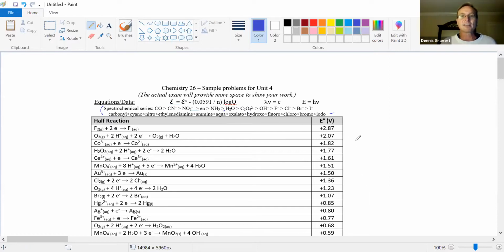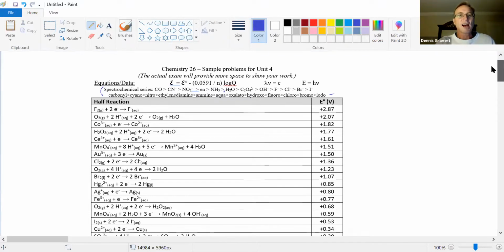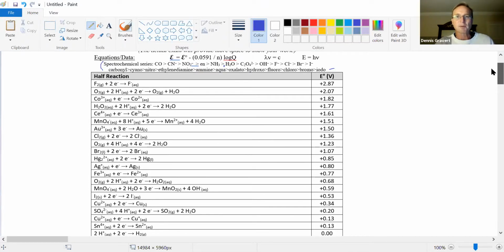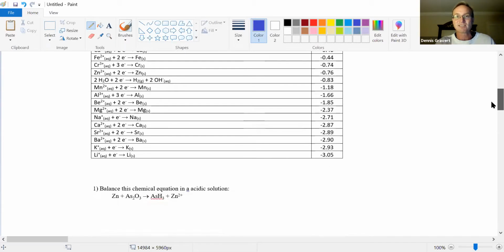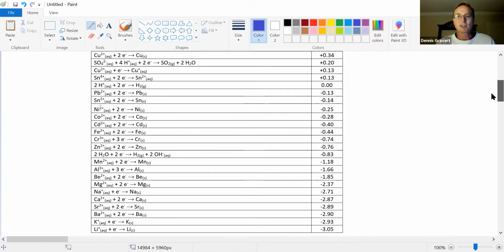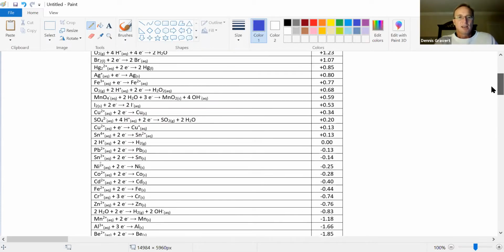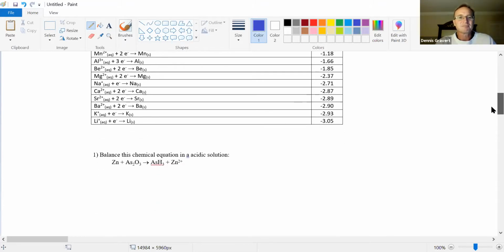And then over here are the standard reduction potentials. It's a long list. I posted the whole thing on the sample test. I will probably shorten this up, and I will make sure that the ones you need will be on this chart, but I'm not thinking about putting the whole chart in there because it's a whole page long. It's going to take a lot of room. So I'll shorten it up and just include some of them, and I'll make sure that the ones you need are in the list.